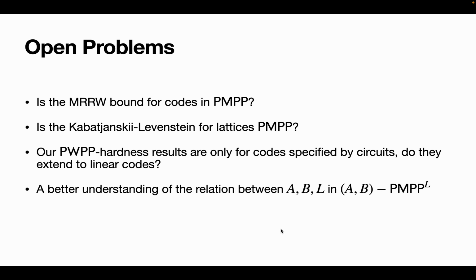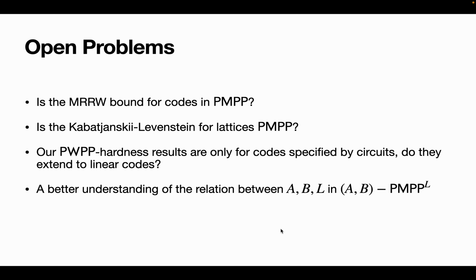We should also note that our PWPP hardness results for that grid I showed you are only for codes specified by circuits, where the code is the image of some polynomially sized circuit. Do these hardness results extend to linear codes? This would be quite a surprising result because it would show that finding short code words in a linear code is sufficient to break any collision-resistant hash function and would have quite significant impact on cryptography.